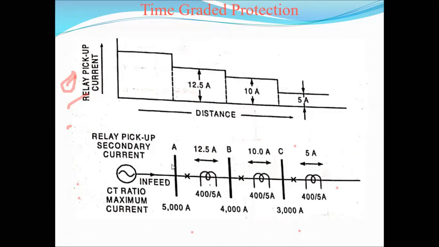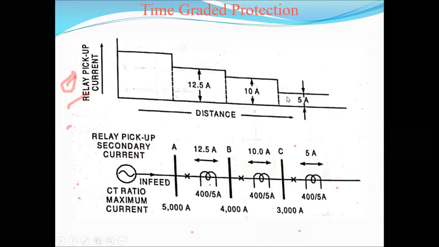In that feeder line we are using the A, B, C sections. In that we are using some CTs, that is 400 by 5 amperes, 400 by 5 amperes and 400 by 5 amperes. The current rating of the relays is set to 5 amperes, 10 amperes and 12.5 amperes. Depending upon the current basis, these relay coils will be operated.